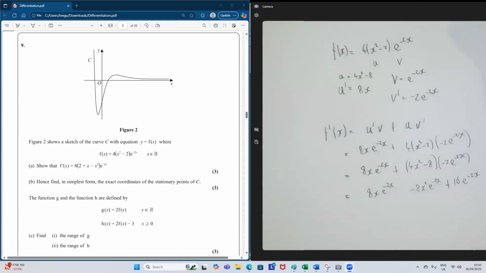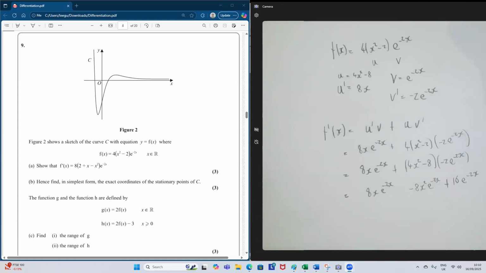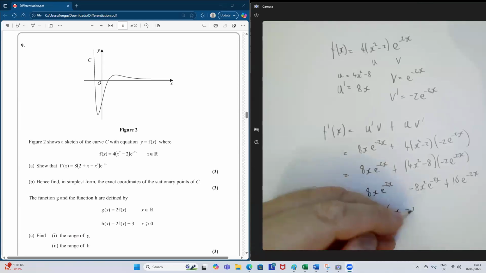Now let's see what we're aiming for. We're aiming for an 8 outside the front, which is super encouraging. So we can take out an e to the minus 2x. So our f dashed of x, let's factorize out an 8. Let's also take out an e to the minus 2x as well. And that leaves us with just positive x from this term. It leaves us with minus x squared from that term.